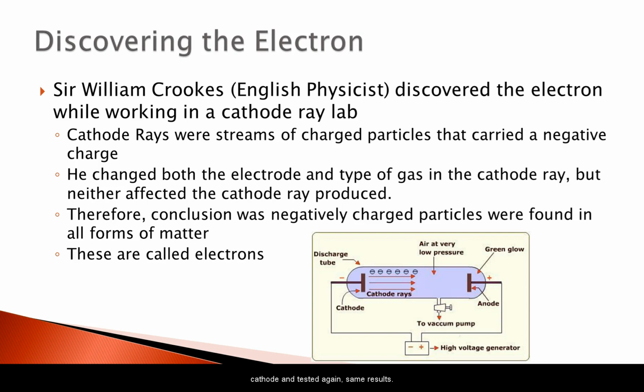Crookes then changed the cathode and tested again, same results. Then he also changed the gas and still had the same results. Therefore, he concluded that negatively charged particles were found in all forms of matter and called them electrons.